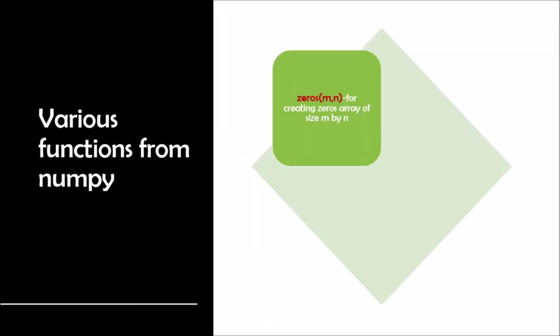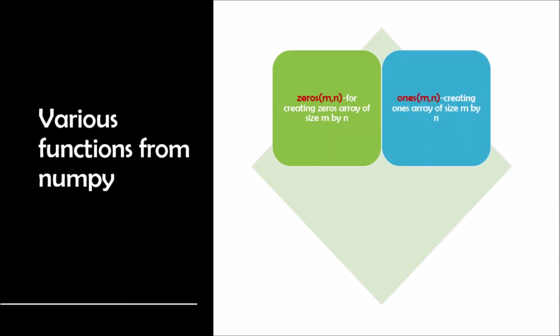After declaration of a NumPy array, we have various methods from NumPy. First function is zeros(m, n). For creating a zeros array of size m by n, if you use the zeros(m, n) method, that will create an array of zeros of size m by n. Now if you want to create an array of ones, then you can use ones(m, n). It is of size m by n.